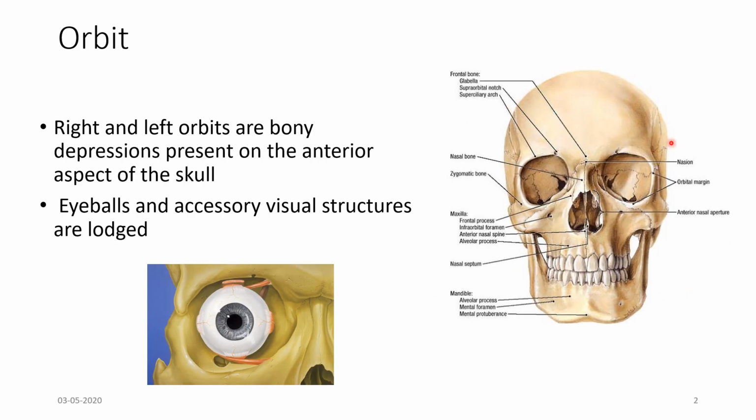In this picture, you are seeing the skull with two depressions, the right and left orbits, which are the bony depressions on the anterior aspect of the skull. The eyeballs and accessory visual structures are located in this orbit. So in the picture, you can see the eyeball with the cornea and the sclera, then the extraocular muscles of the eyeball.